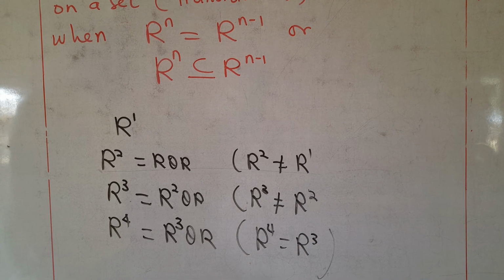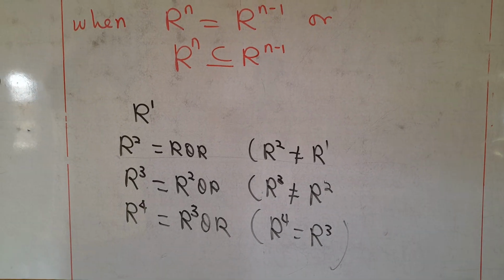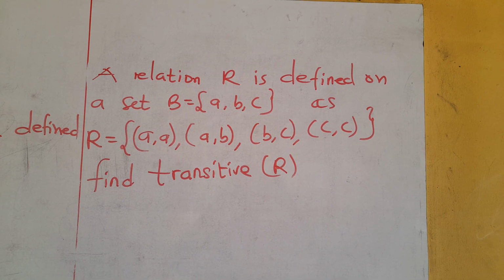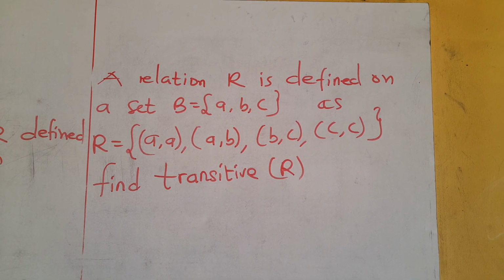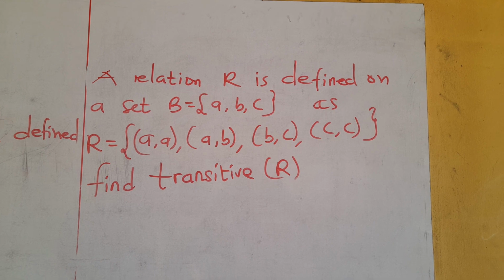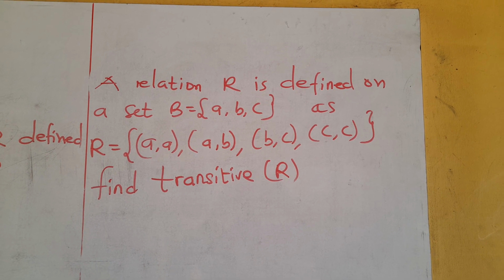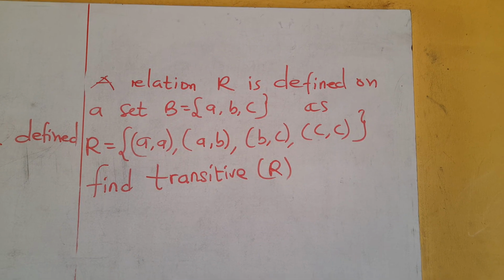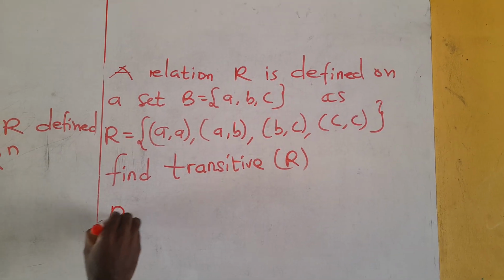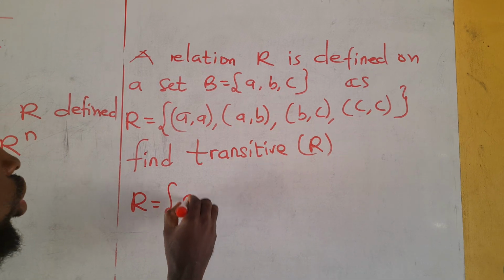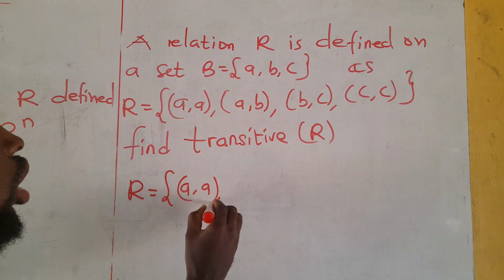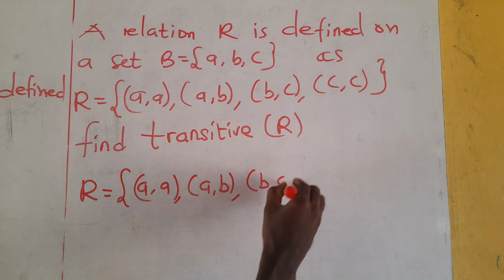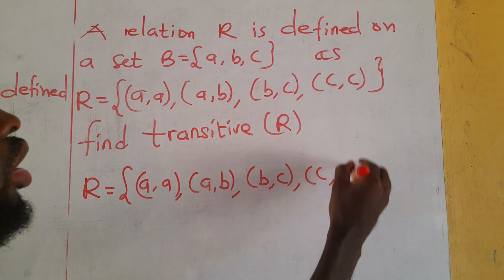So now we take a sample problem and see how we can find that. A relation R is defined on a set B equal to the members A, B, C as R equal to the ordered pairs AA, AB, BC, CC. We should find transitive R. So how do we do that? Remember our R is equal to AA, AB, BC, and CC.